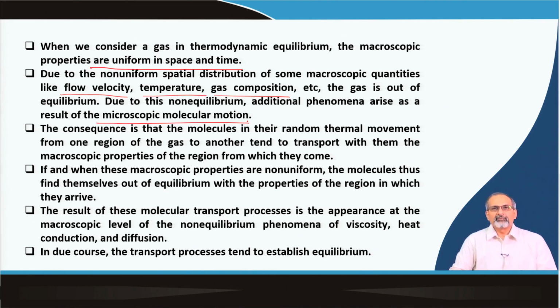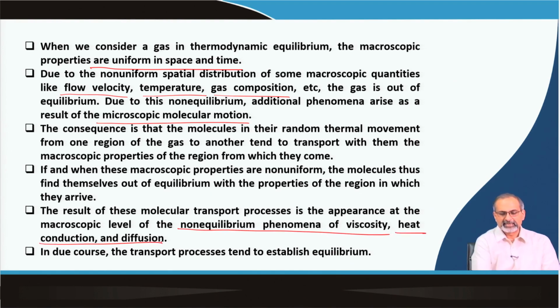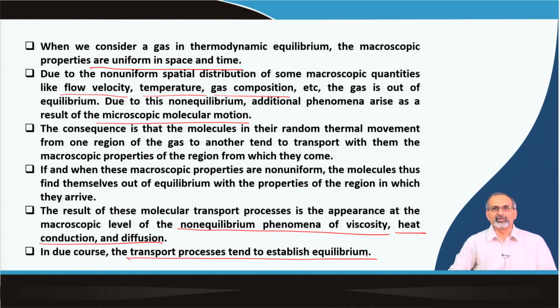The consequence is that molecules in their random thermal movement from one region of the gas to another, they tend to transport with them the macroscopic properties of the region from which they come. If and when these macroscopic properties are non-uniform, the molecules thus find themselves out of equilibrium with the properties of the region in which they arrive. The result of these molecular transport processes is the appearance at the macroscopic level of the non-equilibrium phenomena of viscosity, heat conduction and diffusion. In due course, the transport processes tend to establish equilibrium.